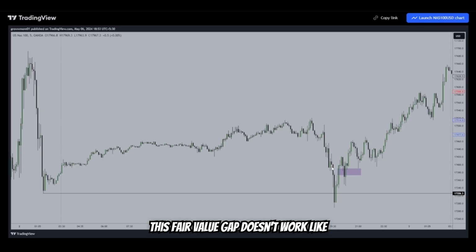Why does this fair value gap not work? Think about it: this fair value gap, which is right over here, doesn't work because this gap is not in the fair value, and this is an imbalance.